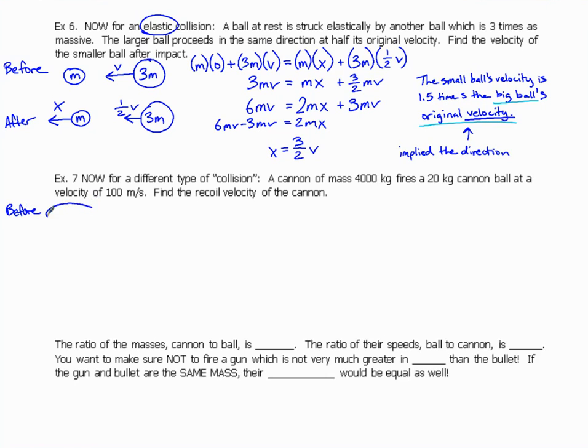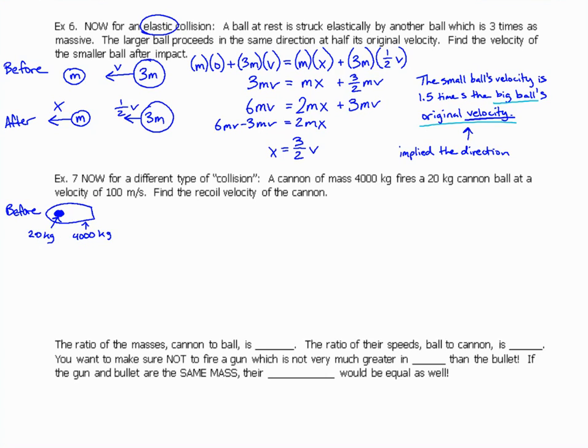So here's a picture of a cannon. Here's the cannonball. So the cannon itself is 4,000 kilograms, and the cannonball is 20 kilograms.